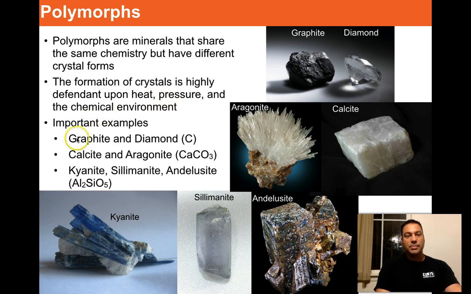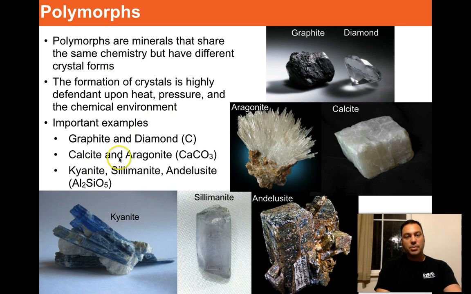And important examples are graphite and diamond. So these have the same chemical composition. Graphite is carbon, diamond is carbon. That's what this C stands for. They're both made out of carbon. The only difference between them is the crystal structure. The chemistry is exactly the same, but the crystals are different, right? And that's all a polymorph is, right? Let's reiterate this. Minerals that share the same chemistry but have different crystal forms.